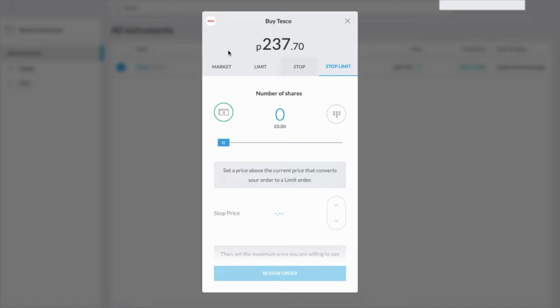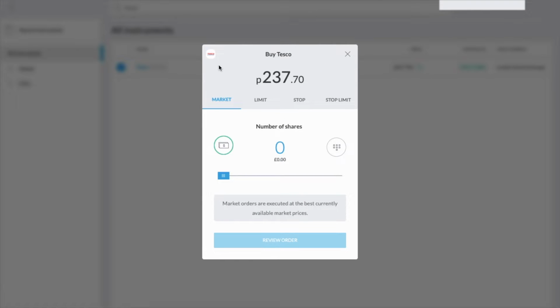market orders. So with a market order, all you need to do is enter the amount of shares that you'd like to purchase, and you can do this using the slider, or you can simply type these in. And in this example, I'm going to be purchasing 60 shares of Tesco. And as it states here, market orders are executed at the best currently available market prices. So let's go ahead and review our order.